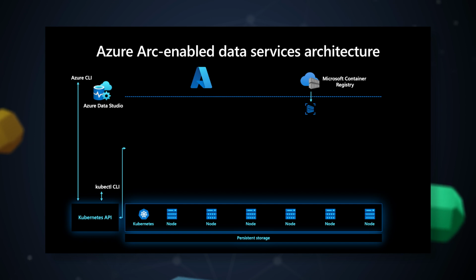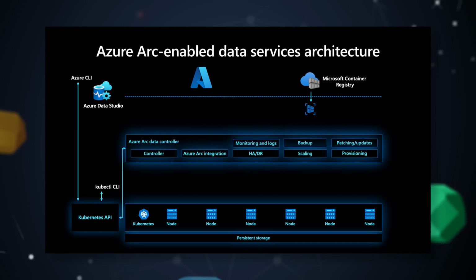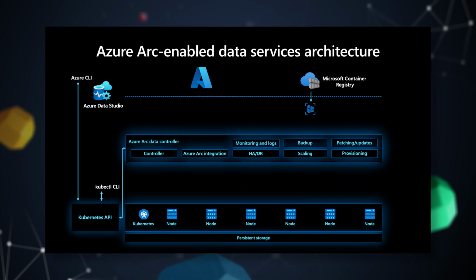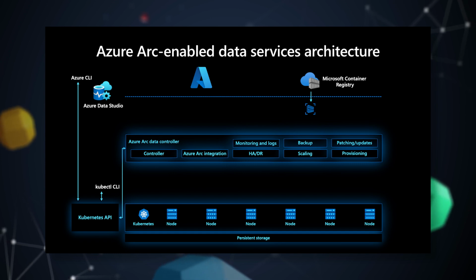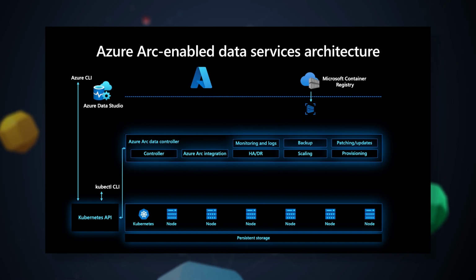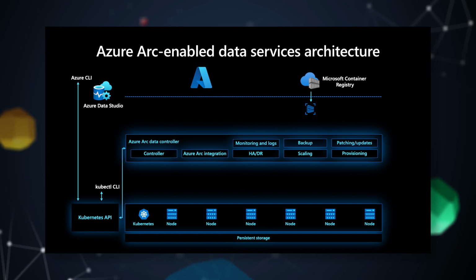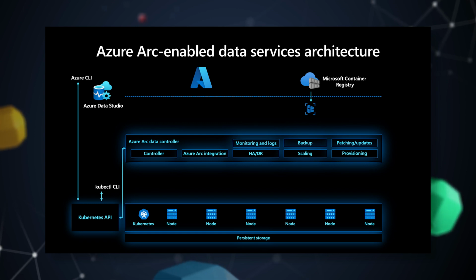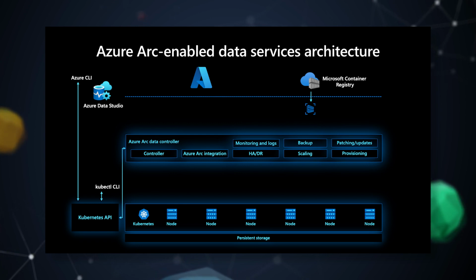And then on top of that, that's where we start to deploy what we call the Arc data controller. And the data controller is the brains of the operation. Think of it as like a Kubernetes operator, if you're familiar with that concept. And it's the one that provides the interfaces to the Kubernetes API, and it provides all of the different management services, things like the built-in monitoring, the built-in backup and point-in-time restore, automatic updates, and so on.